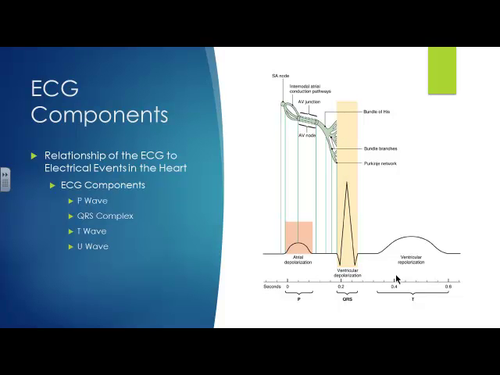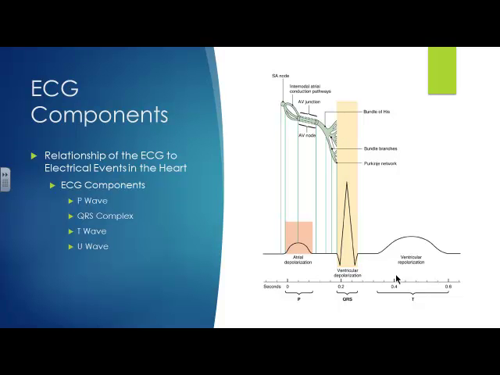All right. P wave represents what? All right, atrial depolarization. Now, atrial depolarization does have to have atrial repolarization, but it is not shown on an ECG waveform, right? Why is that? Right, because it takes a lot more energy, a lot more electricity to cause a ventricular depolarization than it does for atrial repolarization, so it's hidden there.